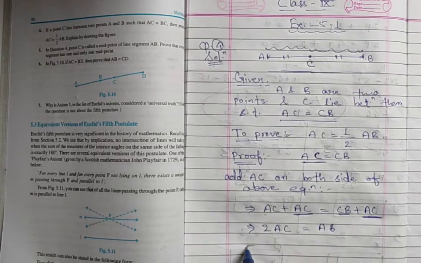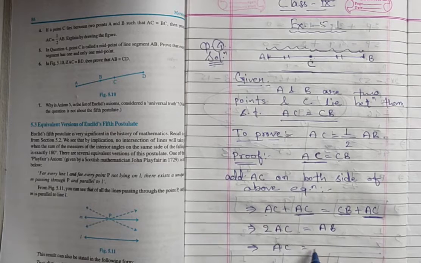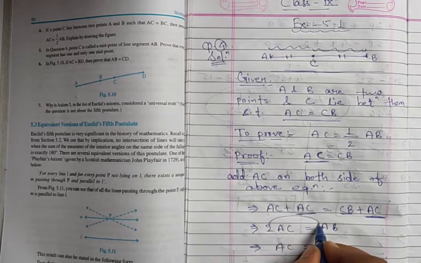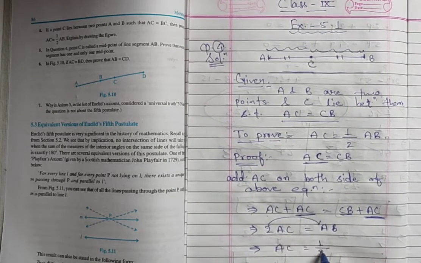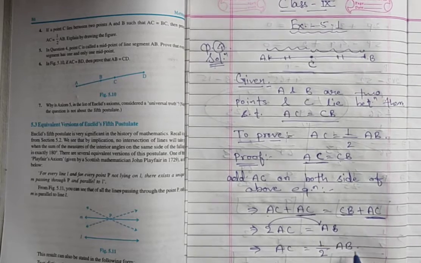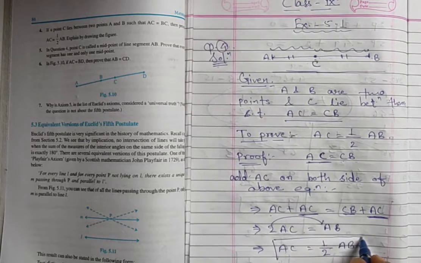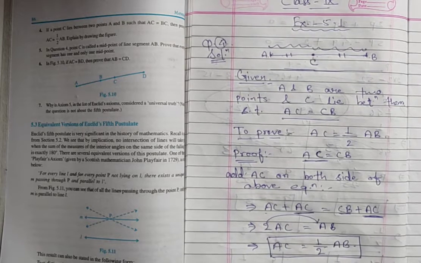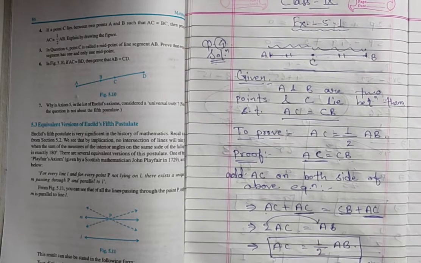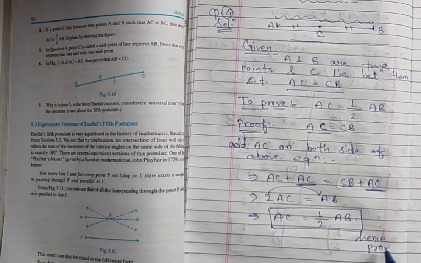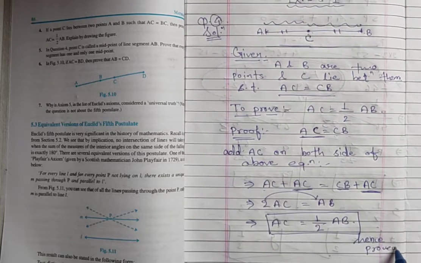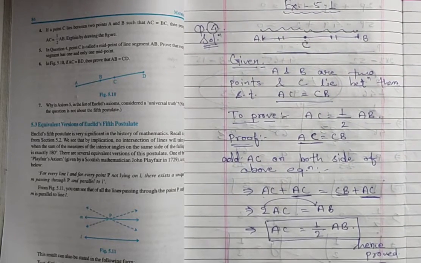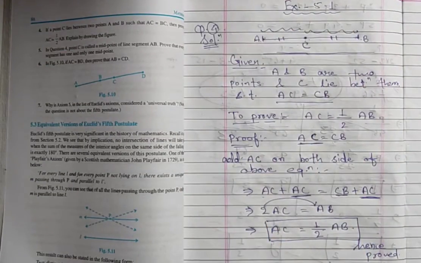So now what we have to find? The value of AC. The value of AC is equal to, if we transpose this to that side, then there will be 1 upon 2 AB. So that is the proof which we have to show. Hence proved. So this is the solution of question number 4.